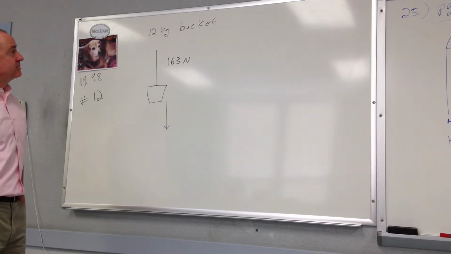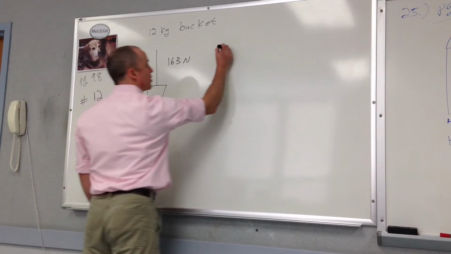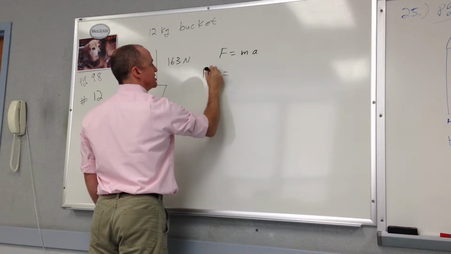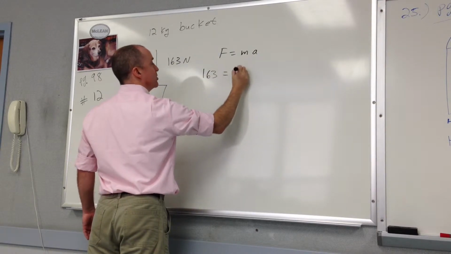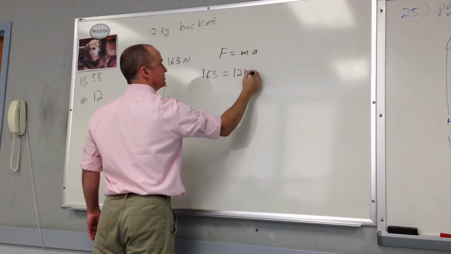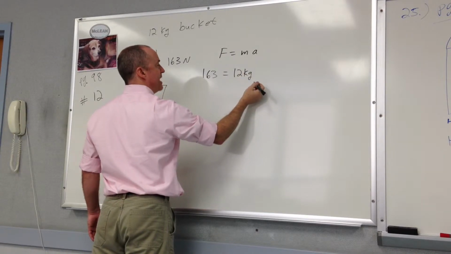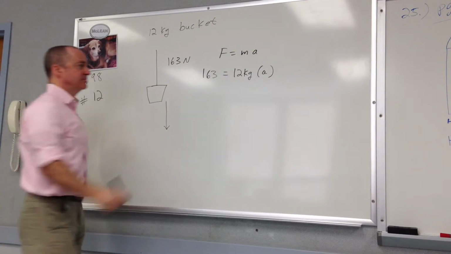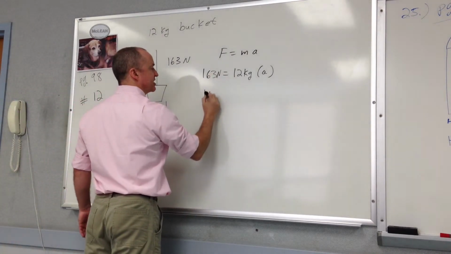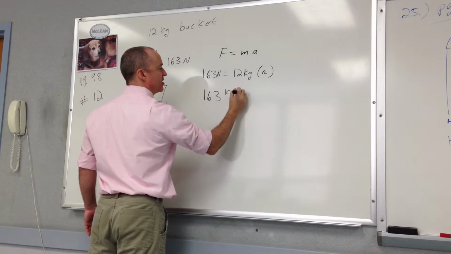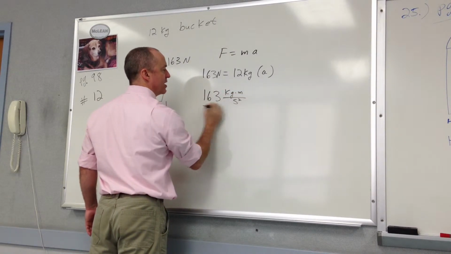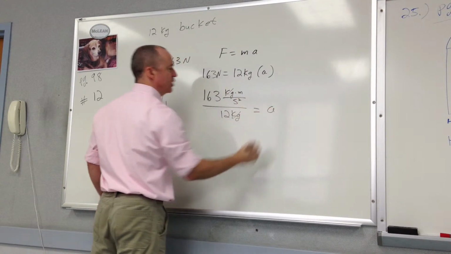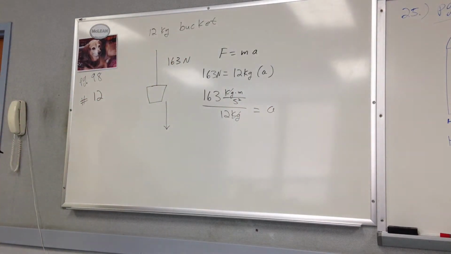So force equals mass times acceleration. 163 newtons equals the 12 kilograms mass of the bucket times some acceleration. 163 newtons is 163 kilograms times meters over second squared. Divided by 12 kilograms will give me an acceleration. What acceleration does that give me?